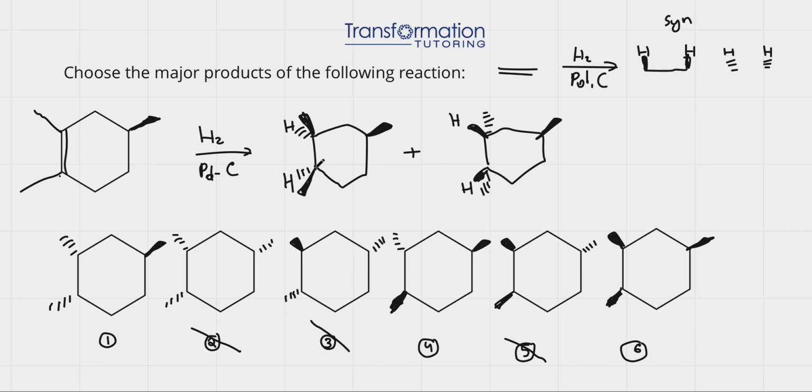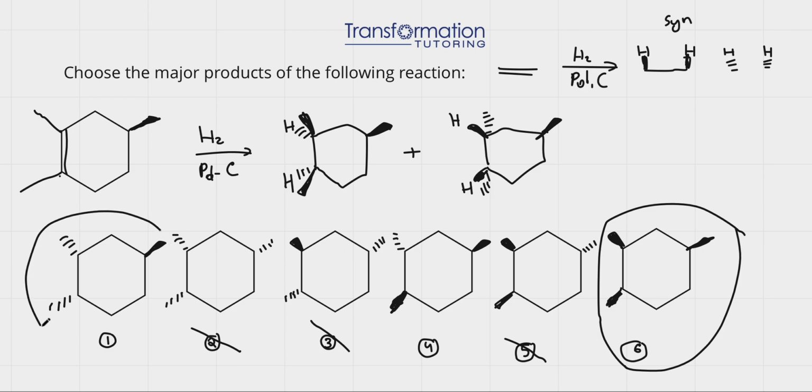So which 2 products are these? So I see that either it's all wedges for my methyl group, so choice 6 would be the correct choice. Or it could be a wedge and 2 dashes for my other choice. So where do I see a wedge and 2 dashes? It's choice 1. These must be the correct choices for this answer.